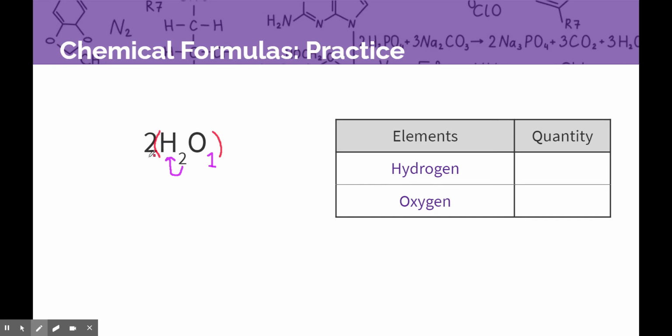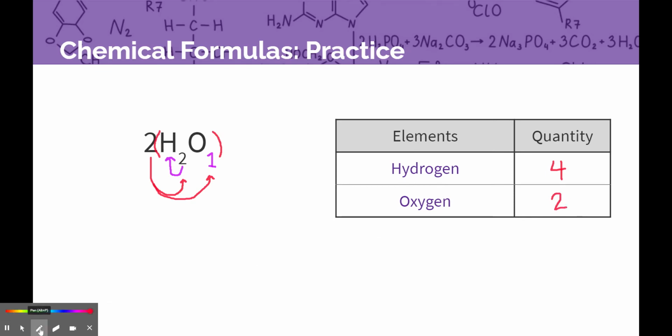And to do that, I will take this 2 and multiply it by each subscript. When I multiply this coefficient by this subscript, I'm finding the number of hydrogen atoms there are, which is 4. When I multiply the 2 by this 1, I'm identifying how many oxygen atoms there are, which is 2.